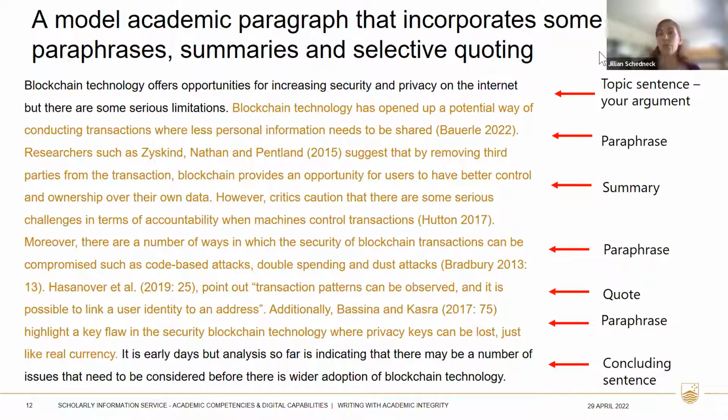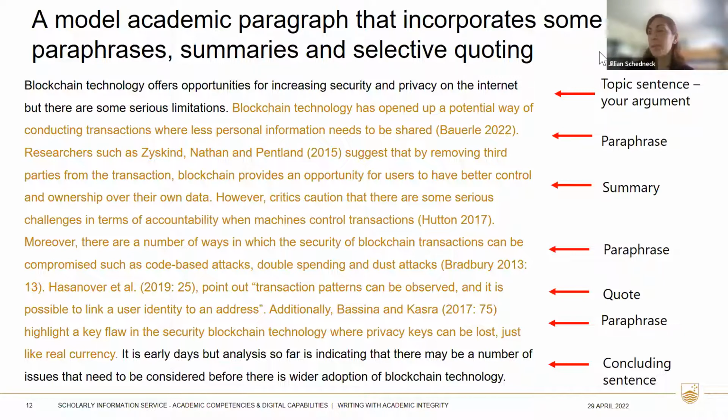And so, it's good that we have this concluding sentence here that is in the author's own words, analyzing what has just occurred and putting it together for us as the reader, really focusing on and mirroring that topic sentence, which is about the number of issues, the serious limitations they say at the top. And then here they're saying, yep, there are a number of issues that we have to consider before we can go further with this technology.